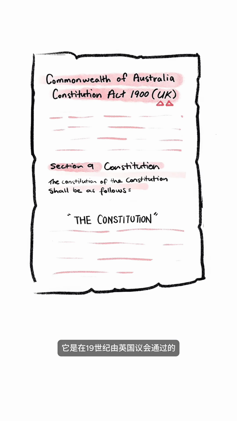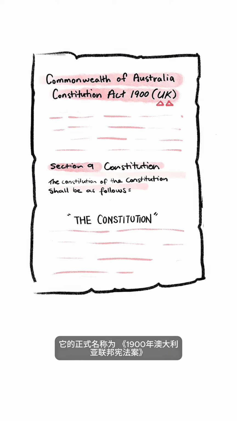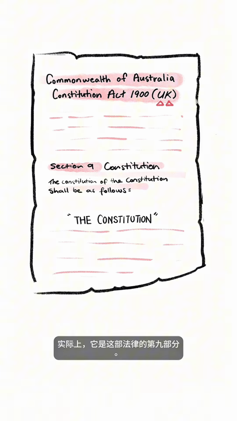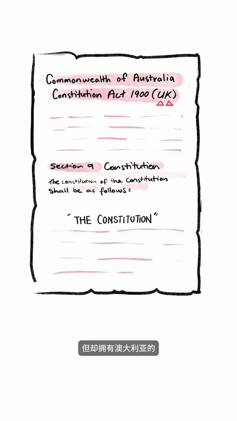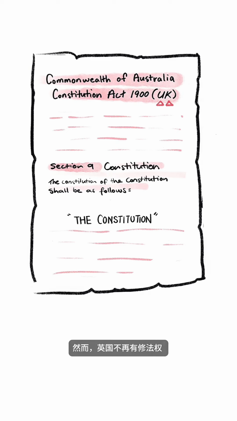It was passed by the British Parliament in 1900, and it came into effect on 1st of January 1901. Its official name is the Commonwealth of Australia Constitution Act 1900. And what we now call the Australian Constitution is actually Section 9 of that act. Ironically, the UK doesn't even have its own single written constitution, but does have Australia's. Even today, the Constitution is technically still a British law, but the UK has no power to change it anymore.